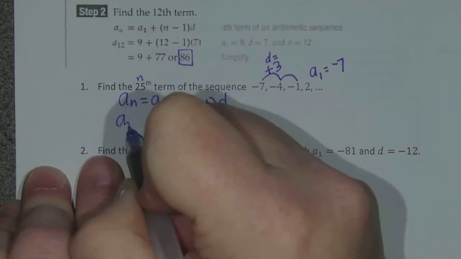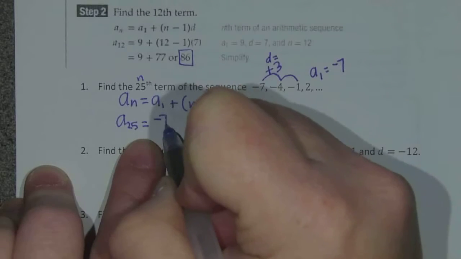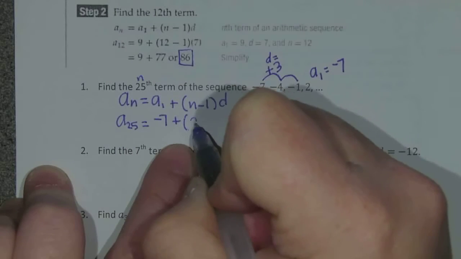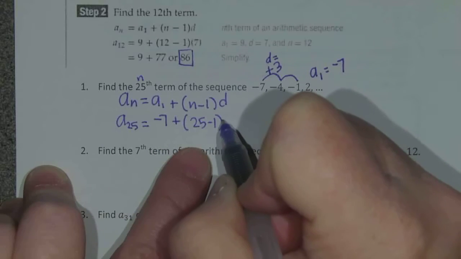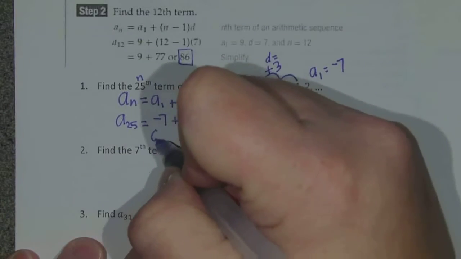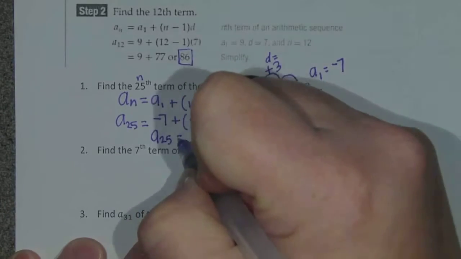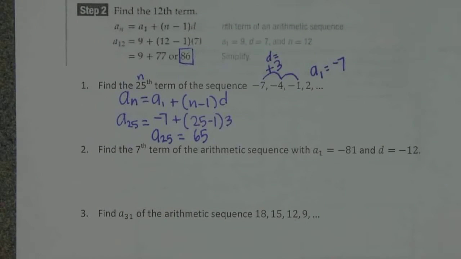So I'm finding the 25th term. I'm using my first term, which is -7. Again, it's the 25th term, and then I'm timesing it by my common difference, which is 3. Plug that in your calculator, get me the value of that term. Just shout it out when you have it. 65. So the 25th term of this sequence is the number 65. Does that make sense to everybody?